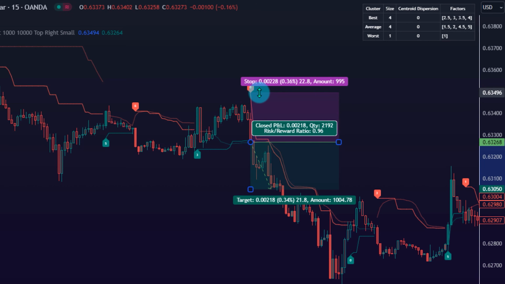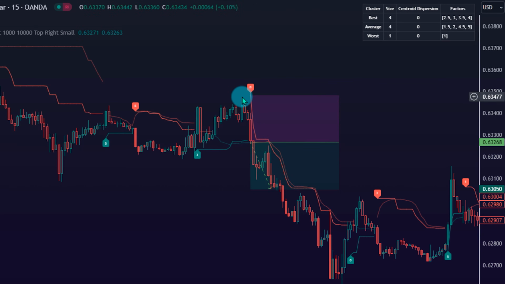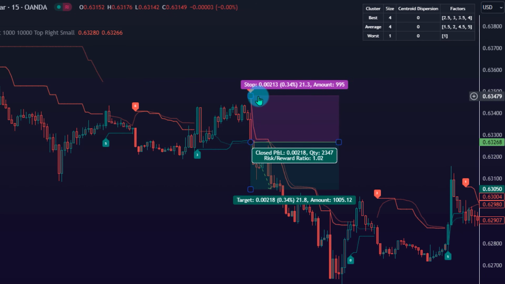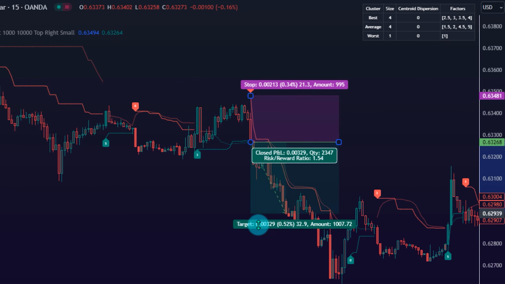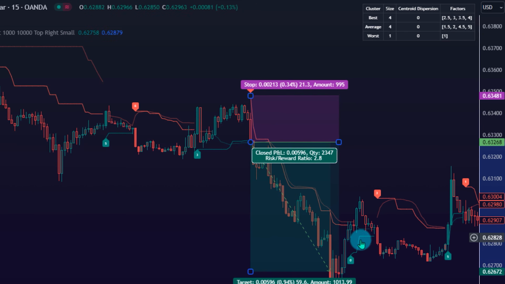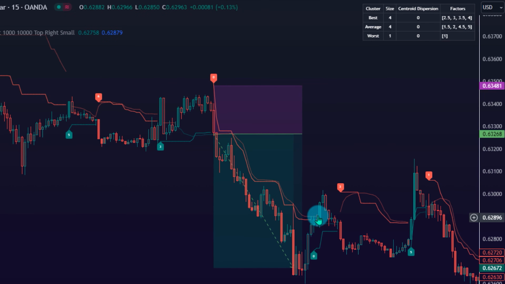Stop loss should be placed above the red trailing stop that rejected the price in a bearish setup for the sell entry. Traders should exit the sell position whenever the price closed above the red trailing stop in the downtrend.